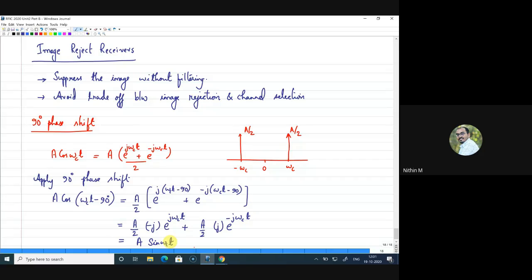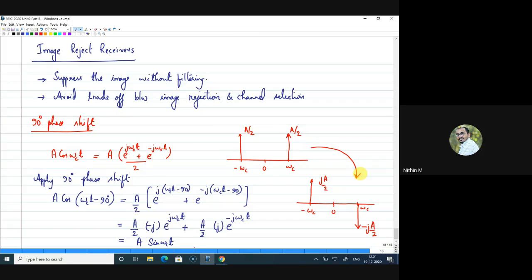So how will the spectrum differ, or how can I draw the spectrum of this? The sine wave will have a spectrum where at ωc you have an impulse with value minus j into A by 2, and at minus ωc we will have an impulse with an amplitude j into A by 2, right. So when I apply 90-degree phase shift to this, what I will get is a sine wave of this form, right.